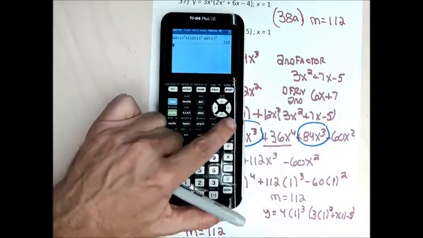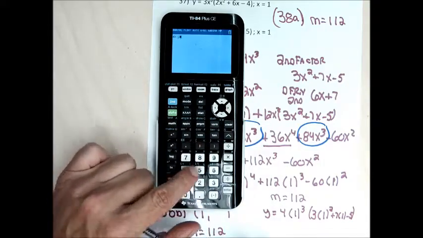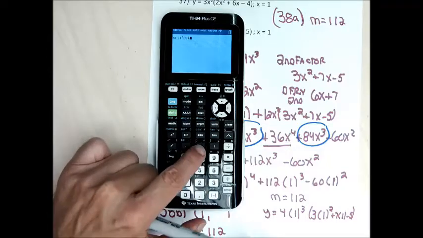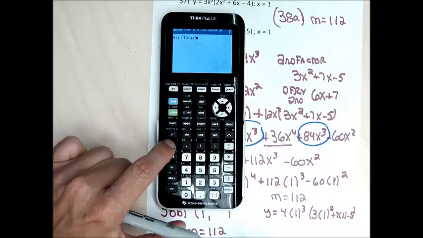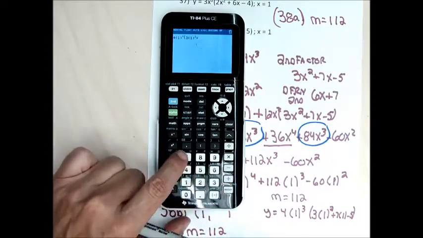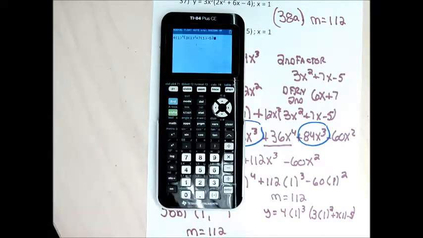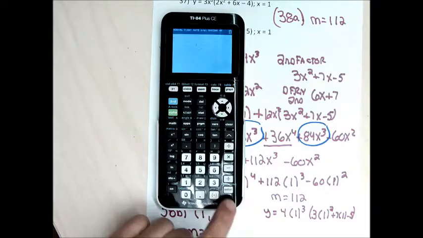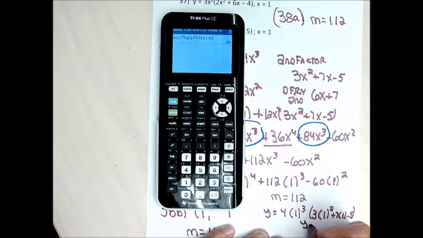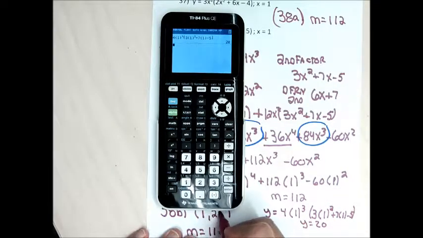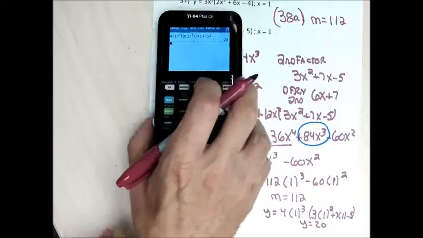Don't care to do that by hand, so I'm going to go 4 times 1 cubed times 3 times 1 squared plus 7 times 1 minus 5. You press one button wrong, then all of a sudden you get the wrong y-coordinate. But assuming I've correctly entered it here, on my calculator the y-coordinate of the point is 20. So now I have a full point.